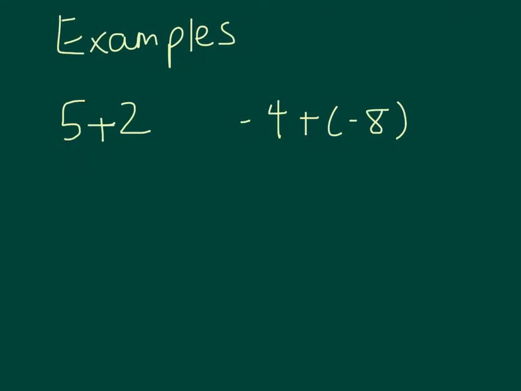For example, if I have 5 plus 2, obviously we know that, right? But I have a positive 5, positive 2, I'm adding them. I forget about their signs. Their absolute value is 5 and 2. We add them together and get 7. They're both positive. I keep my answer positive.